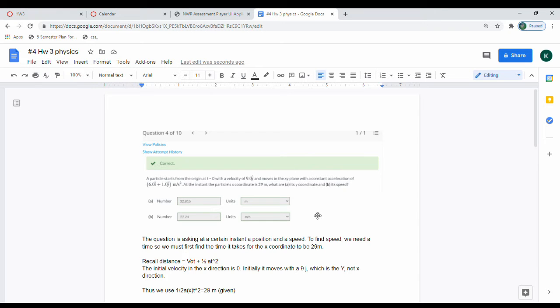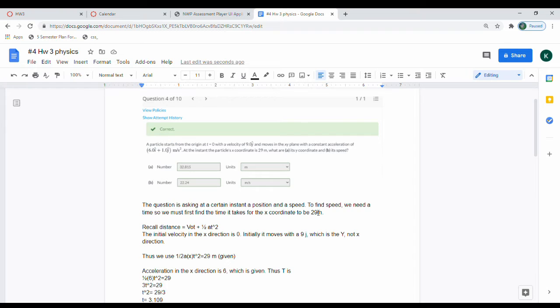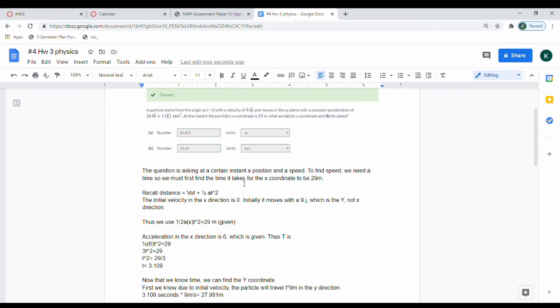Alright, so this is question 4 on homework number 3. Simply, we are given a particle that starts at position (0, 0) and moves with a velocity of 9 in the j, or in this case y, direction, with a constant acceleration of 6i plus 1j meters per second squared. It's asking us, at x equals 29 meters, what is its y coordinate and its speed?